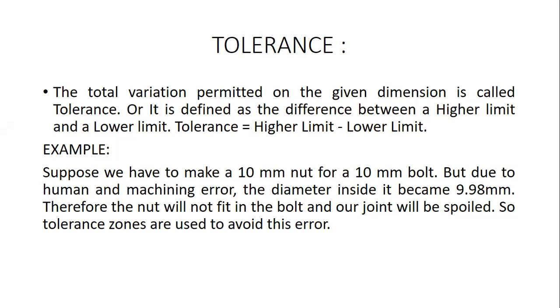Consider a 10 mm nut for a 10 mm bolt. Here, due to some human error and machining error, the inside diameter becomes 9.98 mm. Therefore, the nut will not exactly fit onto the bolt, so the joint will be spoiled. So we have to introduce a tolerance zone in order to avoid this type of error.